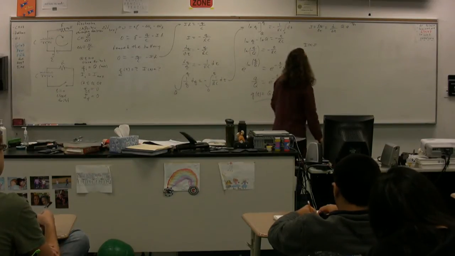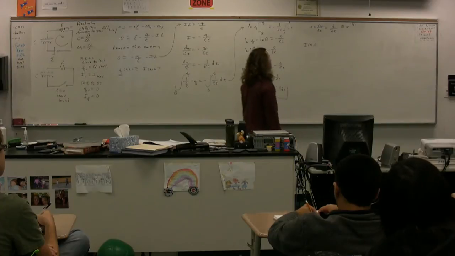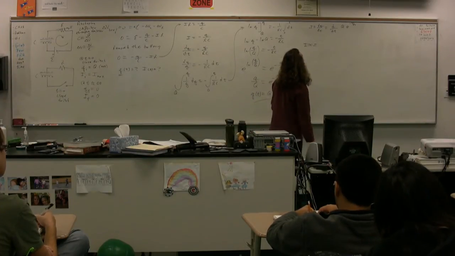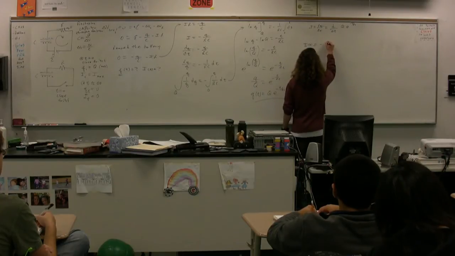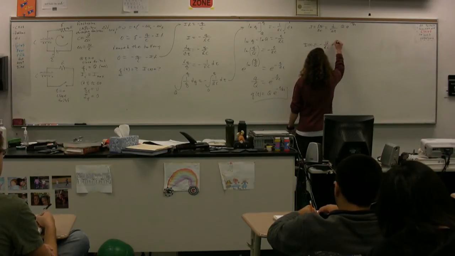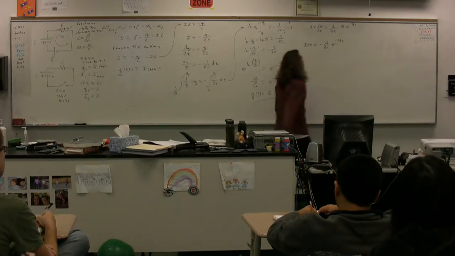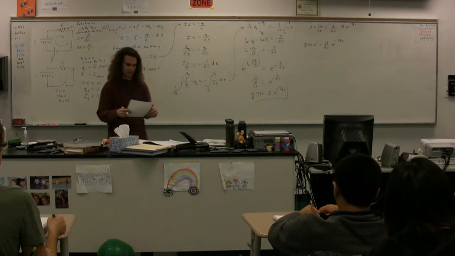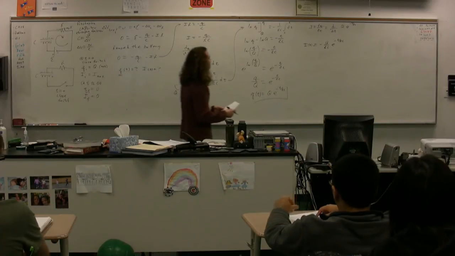Is it e to the negative t over RC? Okay, so it would be negative big Q over RC e to the negative t over RC. Okay. Negative big Q over RC.